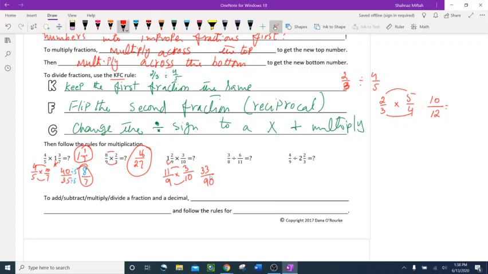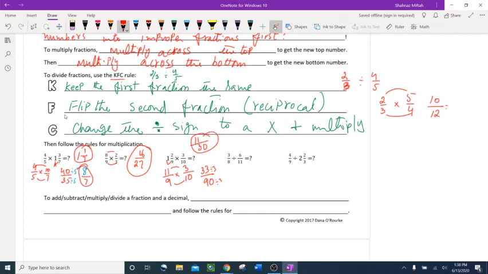Can I simplify this? Yeah, this is a proper fraction, smaller numerator. So you can divide this by 3 and you can divide this also by 3. The answer is going to be 11 over 30. And this is a proper fraction. You are not changing it into a mixed number. Remember, when the numerator is bigger, it's an improper fraction, then you can change it to a mixed number.